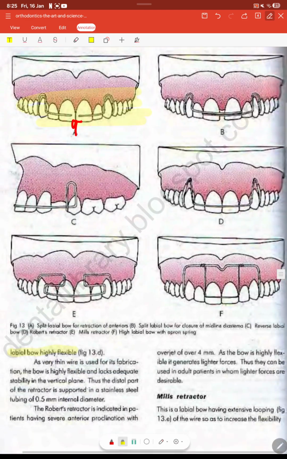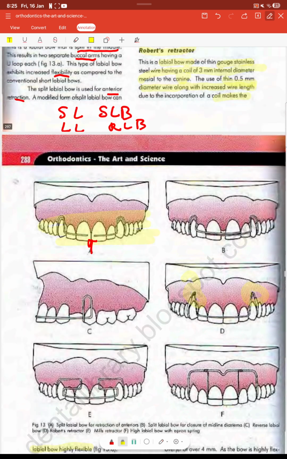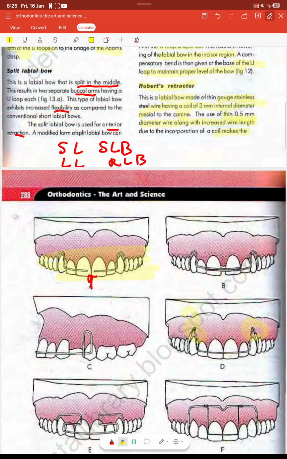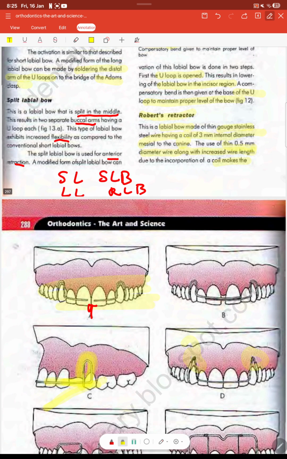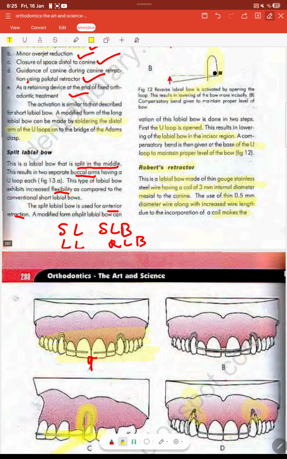Okay, so this is saying that these are the Roberts retractors, which make the labial bow very flexible. And this is your reverse labial bow, which has this U loop which can be opened and closed. Now the next one is the Roberts retractors.